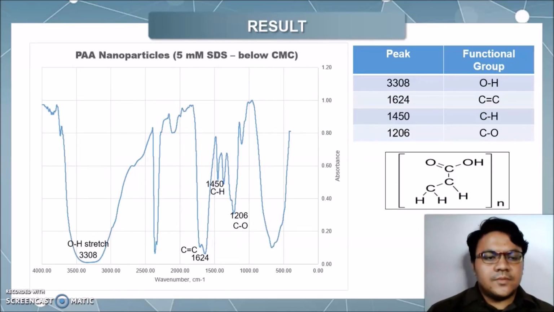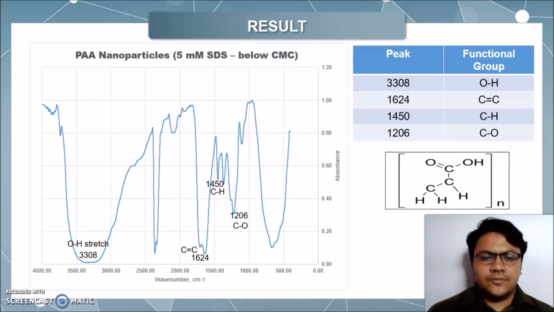For the first sample, PAA nanoparticles with 5 millimolar SDS, below CMC, there are 4 peaks that can be determined, which are 3308 for the functional group OH, 1624 C=C, 1550 CH, and 1043 CO.